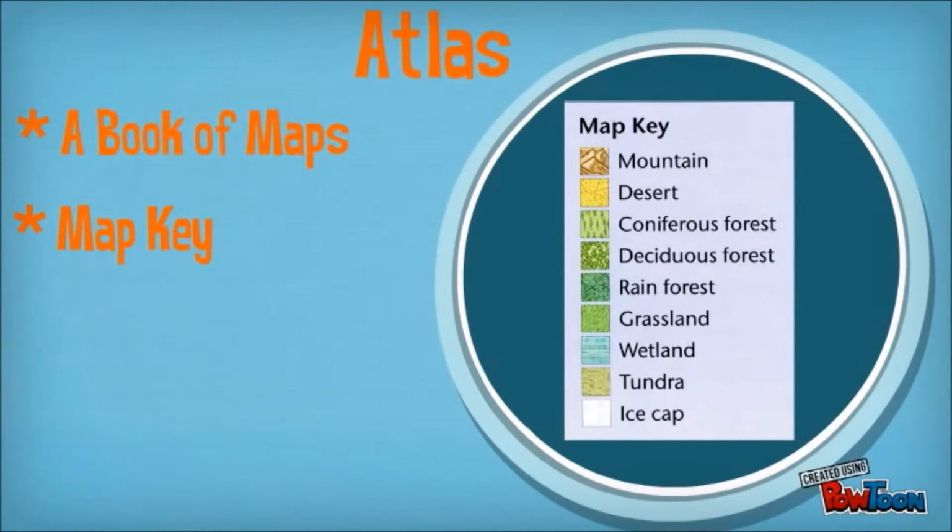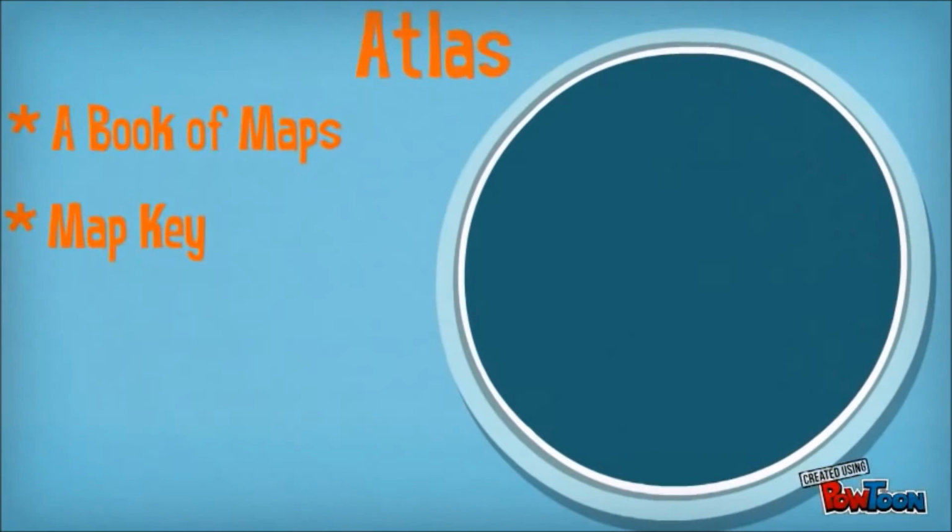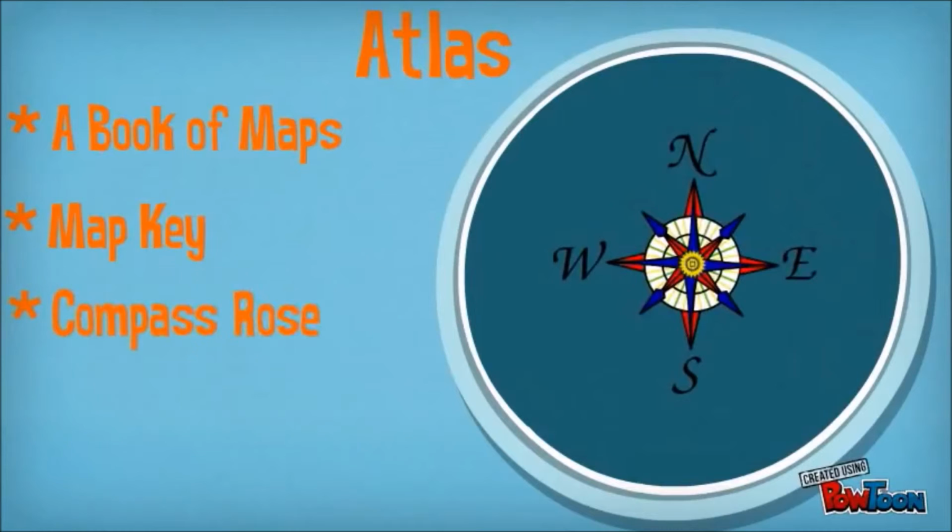The map key explains what each symbol of the map means. Another feature is the compass rose. This tells you which direction is north on the map.